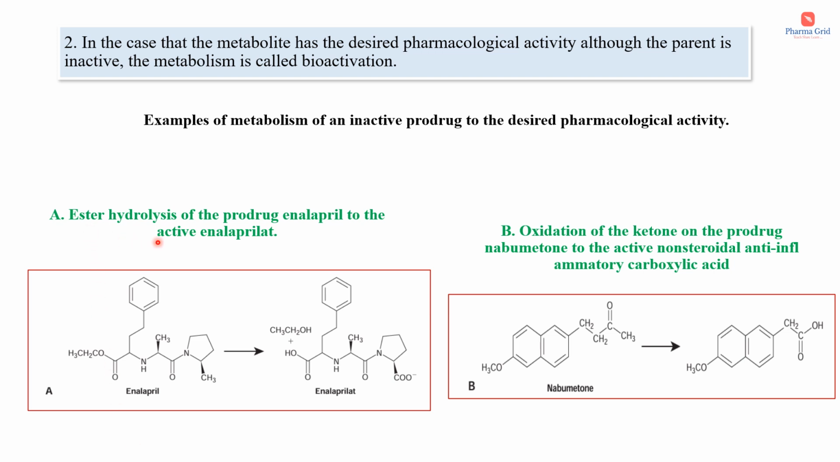The first one is ester hydrolysis of the prodrug enalapril to the active enalaprilat. So enalapril, which is an ACE inhibitor, on metabolism gets converted to enalaprilat, which is an active metabolite of enalapril. The second example is oxidation of the ketone on the prodrug nabumetone to the active non-steroidal anti-inflammatory carboxylic acid. So enalapril and nabumetone are prodrugs, which means they are inactive, and on metabolism they get converted to active metabolites in order to produce the desired pharmacological activity.